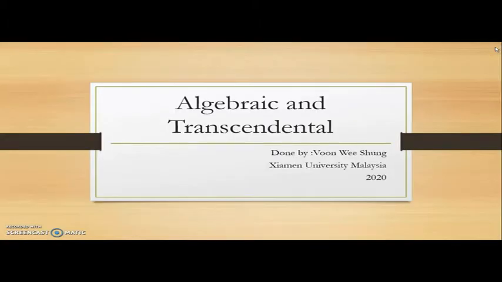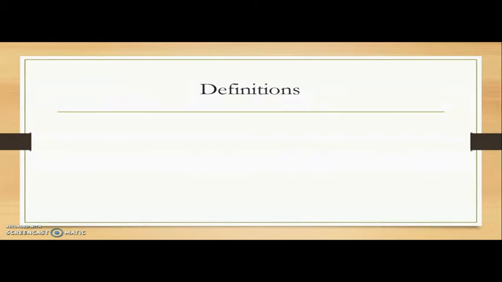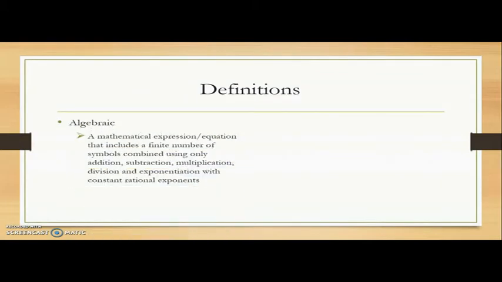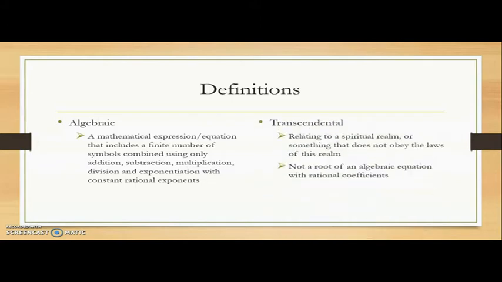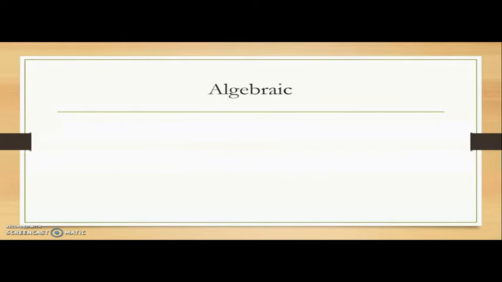Algebraic and transcendental numbers. Alright, so according to the online lexical Oxford Dictionary, algebraic is defined as a mathematical expression or equation that includes a finite number of symbols combined using only addition, subtraction, multiplication, division, and exponentiation with constant rational exponents. On the other hand, transcendental means relating to a spiritual realm or something that does not obey the laws of this realm. It can also mean not a root of an algebraic equation with rational coefficients. Well, if you got lost in all those words, no worries, let's try again.